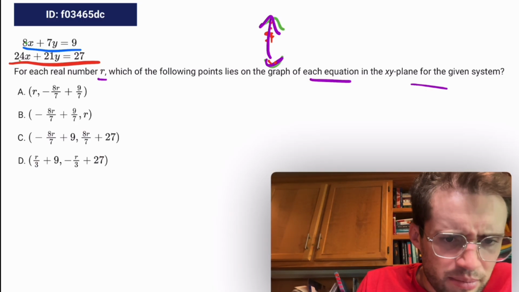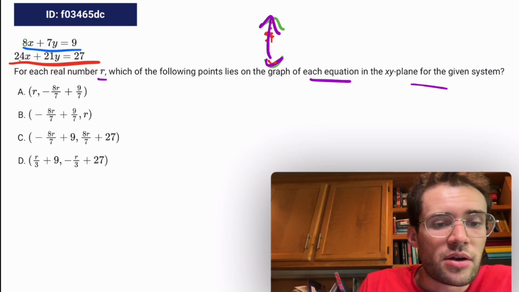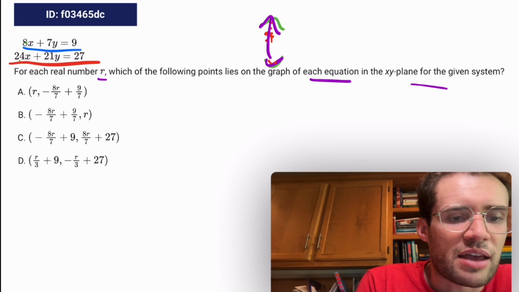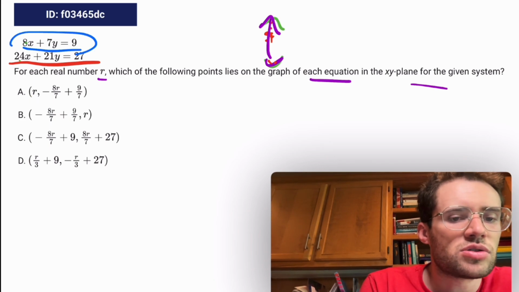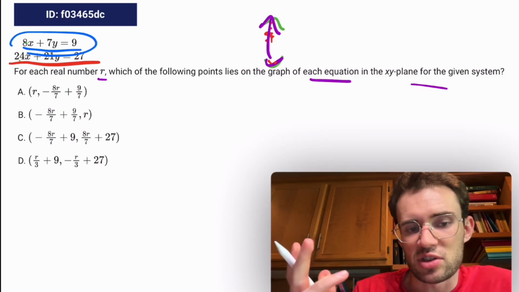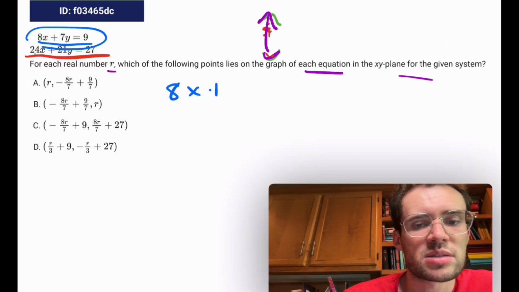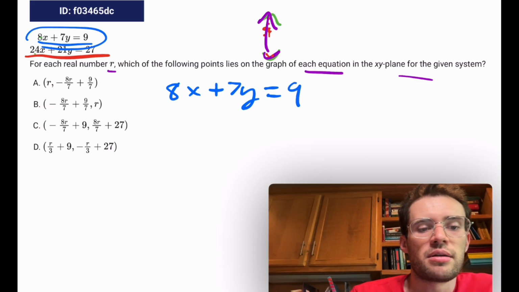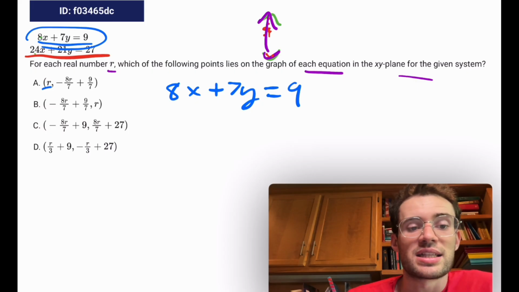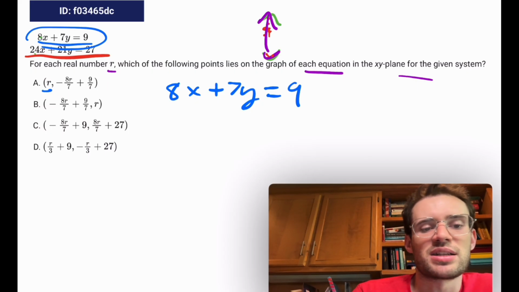So I'm kind of hoping it's going to be A. I haven't looked at this yet. But if you plug in r, the reason for that is that they have the x value is just r. But what we're going to do is just choose one of these equations. I'll probably choose this one I underlined in blue, just because the numbers are a little bit smaller. Again, they are the same equation, just written in two different ways. So 8x plus 7y equals 9. One way you could do this is just plug in these values. So plug in the x value and then solve for y and see if you get what's on the other side. So the first one, if it does work, is nice because it's just r, right?